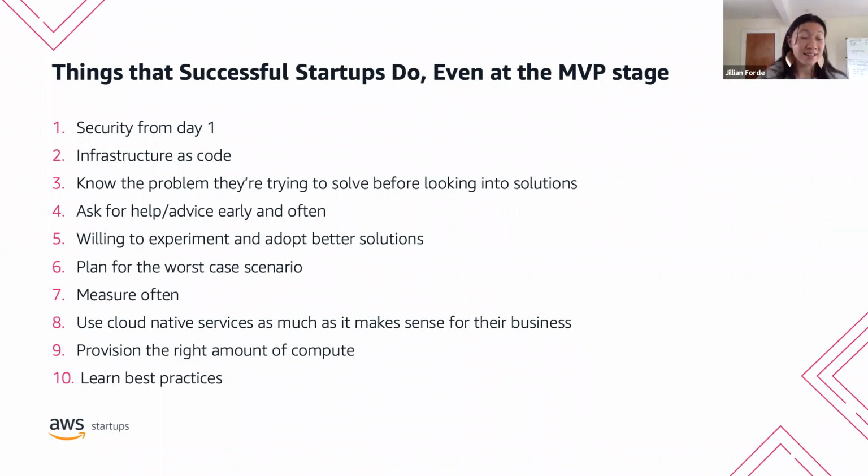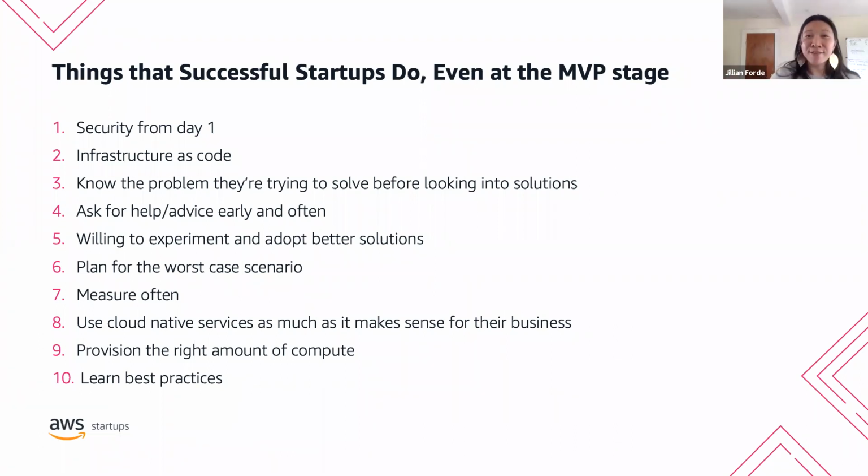So one is security from day one. Even though you are hungry to get that MVP into the market as fast as possible, successful startups don't ignore security. This is something that they continue to use, research, and implement. And I'm not saying that you're going to have perfect security from day one. I mean, security is a constant, never-ending improvement process, but it's something that these successful startups are aware of, and they're constantly implementing things into their application to make it more secure.